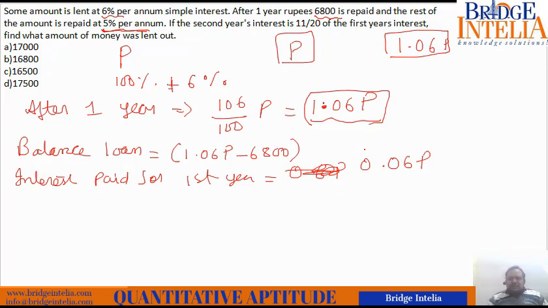So interest to be paid for the second year has to be paid at the rate of 5%. So 5% of the balance amount. So balance amount is this much.